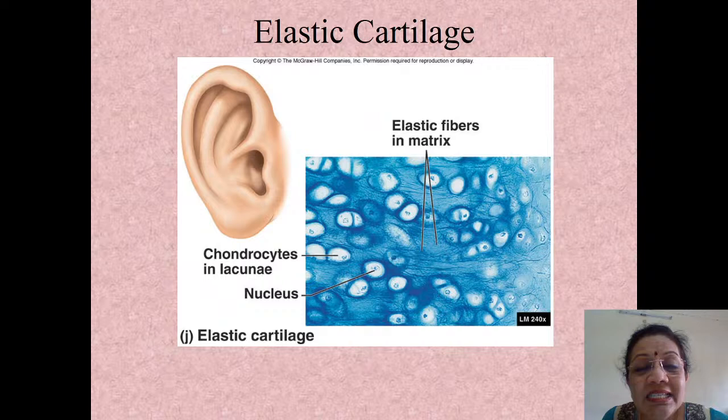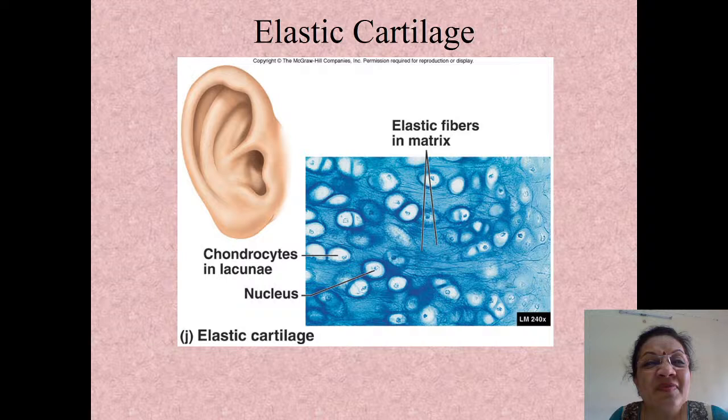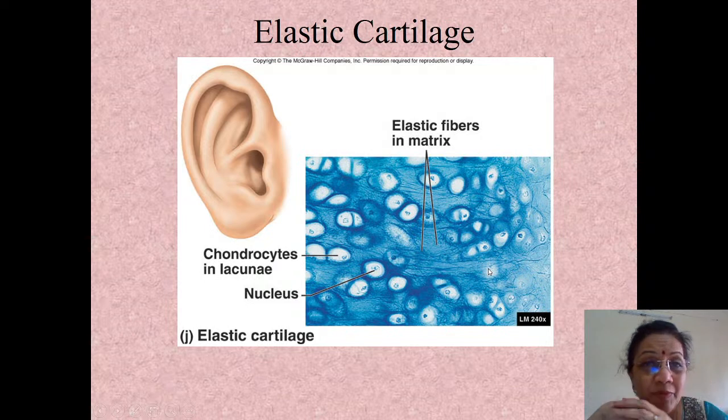Elastic is the third kind of cartilage. The classic example is the pinna of the ear and the cartilages of the nose, where you can distort it. It's flexible enough, but it comes back and retains its shape. So the difference is, again, here it's a different stain, not hematoxylin eosin, where it is showing you the elastic fibers in the matrix.